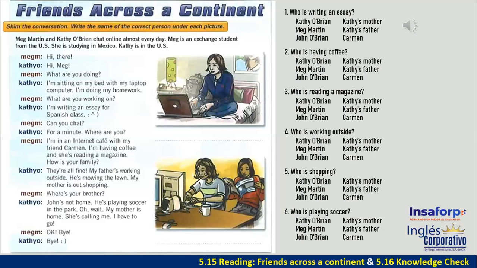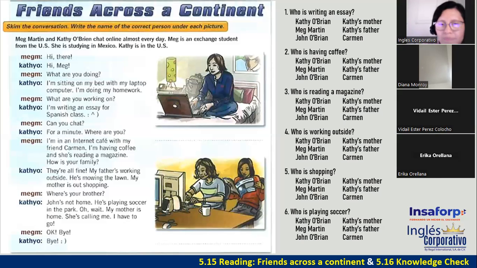Bye. Okay, very good. Now let's go ahead and check the answers. Veamos acá. Bien. So let's begin. Comencemos. Question number 1. Who is writing an essay? Tenemos acá Kathy O'Brien, Meg Martin, John O'Brien, Kathy's mother, Kathy's father, or Carmen. What do you think? Kathy O'Brien. Kathy O'Brien, muy bien, okay.